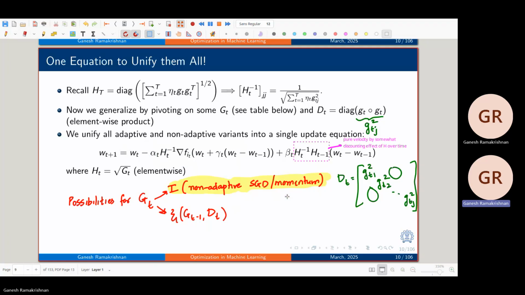What do you think about Nesterov? Nesterov and momentum, Wozniak or whatever, right? What do you think about this? GT will be what in all these cases? GT should be identity, right? So GT will be identity.